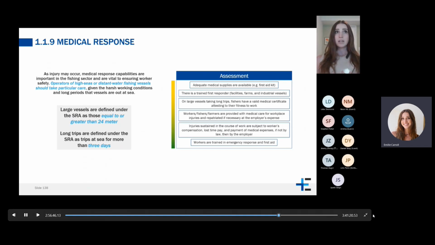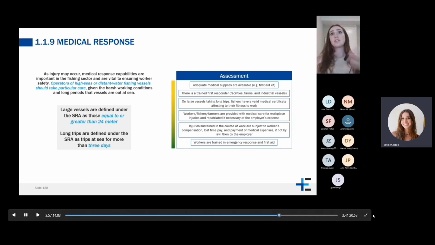So in this section of the SRA, there is an applicability, but the only key qualifier here is vessel length. Whereas none of the other indicators talk about vessel length or anything as like an industrial versus small scale fishery, this section focuses on two key variables. The first is vessels that are 24 meters or greater and vessels that undertake longer trips. So that's defined as 3 or more days.